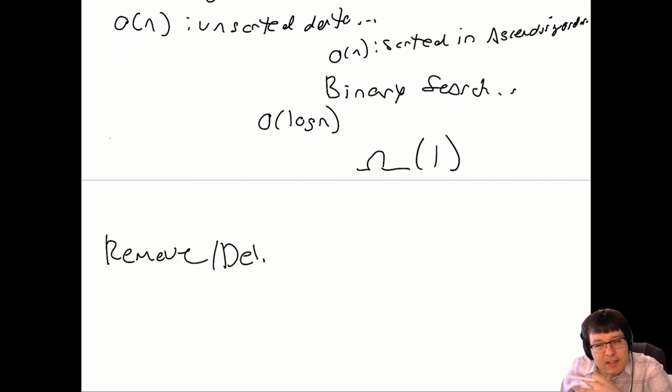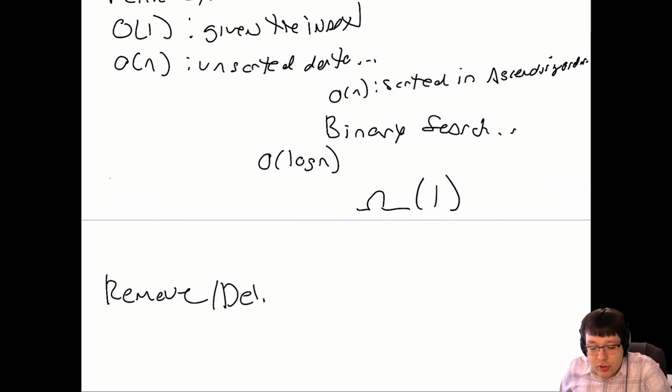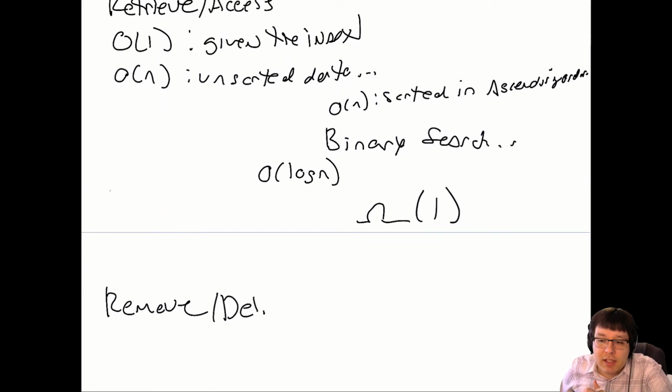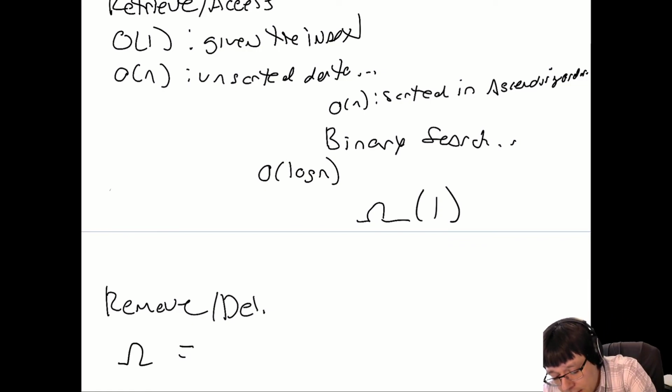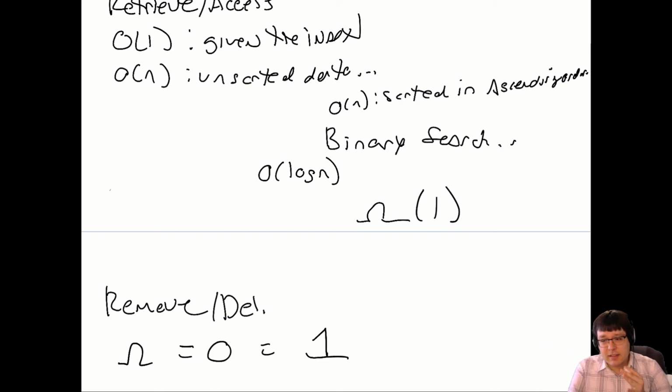The remove or the delete is kind of a trick one, because you could think of it as a combination of the retrieve, because first you've got to find what you want to delete and then you've got to delete that. But if we just abstract the fact that we found what we were looking for, and now we just have to delete it, then how long is that going to take? Well, you could in theory say that the omega and the big O of this is both 1. Because technically speaking, if you found the item to delete, we're just simply saying we could mark it as deleted.